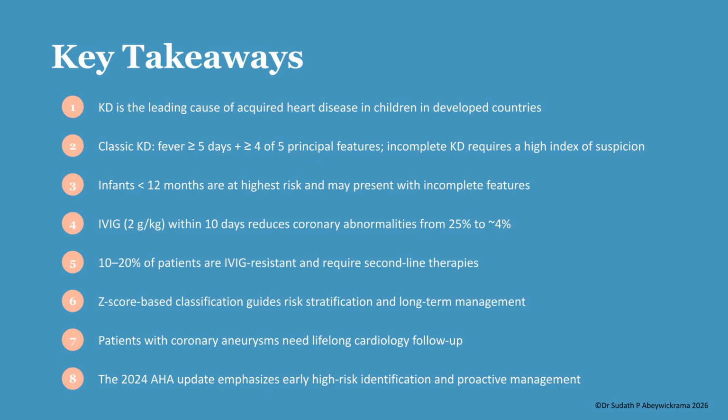Key takeaways include recognizing KD as the leading cause of acquired heart disease in children. Prompt IVIG within 10 days is vital, and patients with coronary aneurysms require lifelong cardiology follow-up. The 2024 AHA update emphasizes high-risk identification.